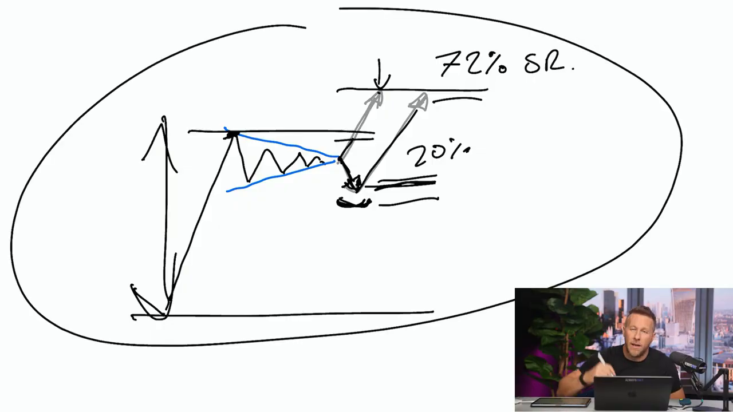I don't try and bottom pick these moves. If you go and watch the video that I put out on Bitcoin, I said I'm not bottom picking, but once we get that push down, then I'm going to be looking to get in. And this is what we call a bullish pennant pattern.